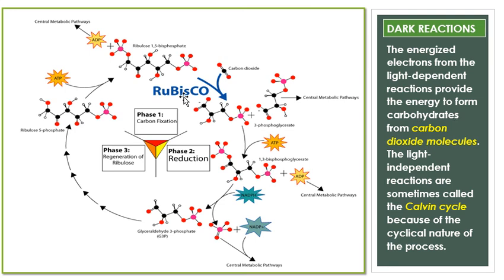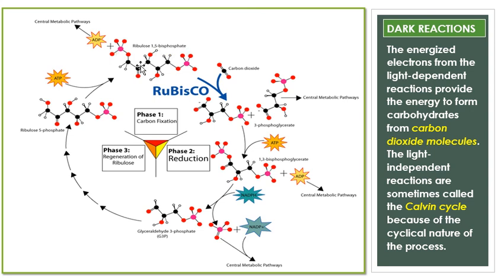So in here, it is divided into three phases or three stages. So phase 1, carbon fixation, followed by reduction, and the last process is regeneration of ribulose. So let me summarize. So we have here, in the continuation, the sugar ribulose 1,5-biphosphate.